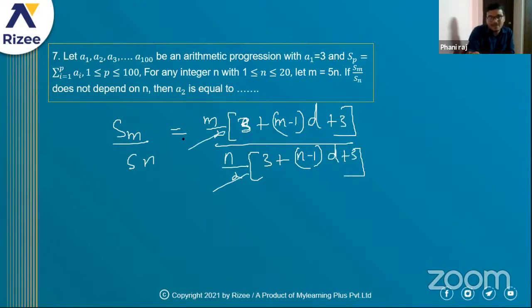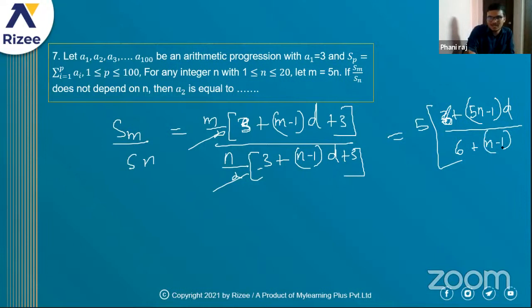Cancel this. M equal to phi n, so you can write this entire expression as phi times 3 plus, I mean, you can add 3 and 3, no? 3 and 3, yeah, one unnecessary complicated life. Plus M equal to phi n, so phi n minus 1 times D by 6 plus N minus 1 into D.